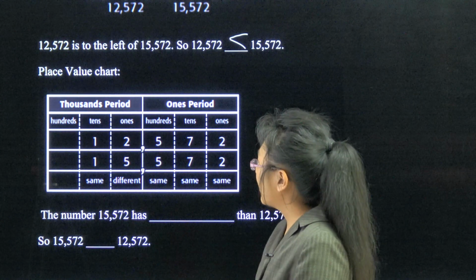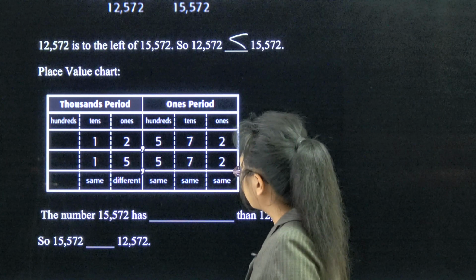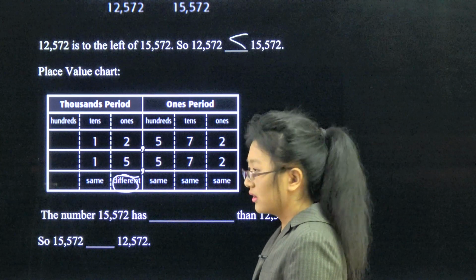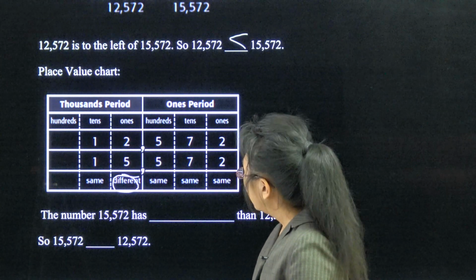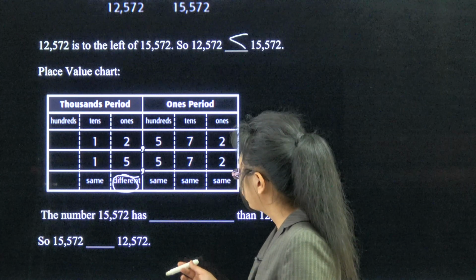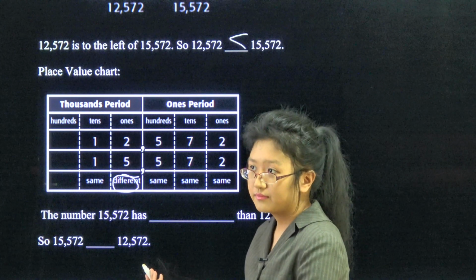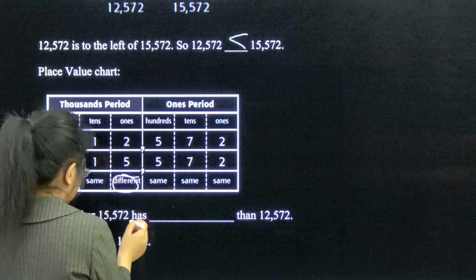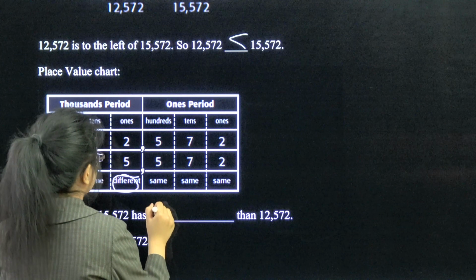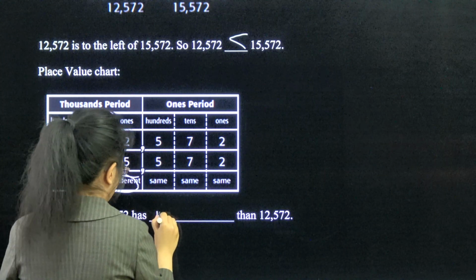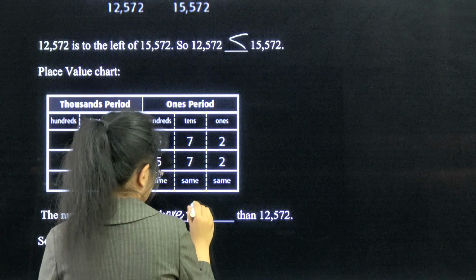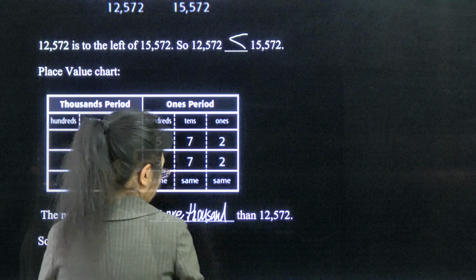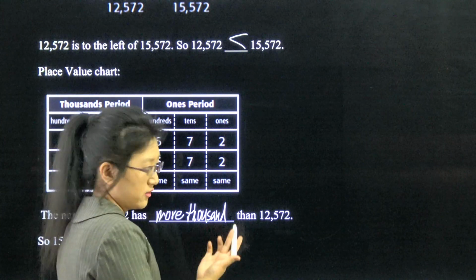So we line everything up, and then we realize that everything's the same except, well, here. So when you look at the difference, whichever one's bigger, well, then it's a bigger number. So the number 15,572 has more thousands than 12,572.